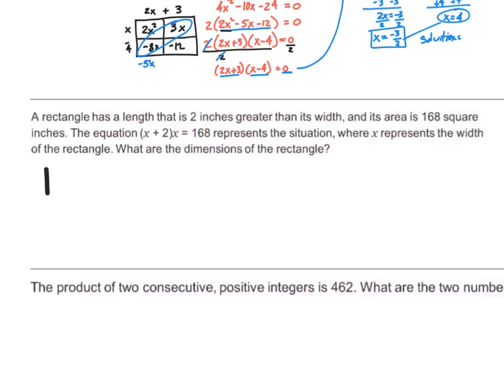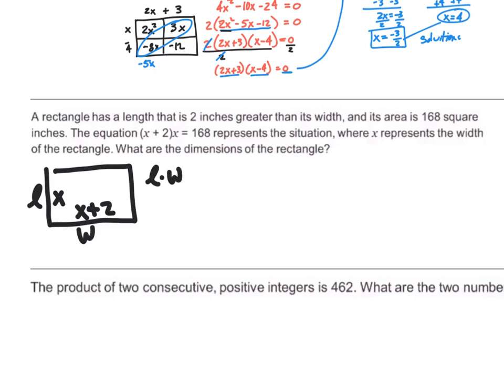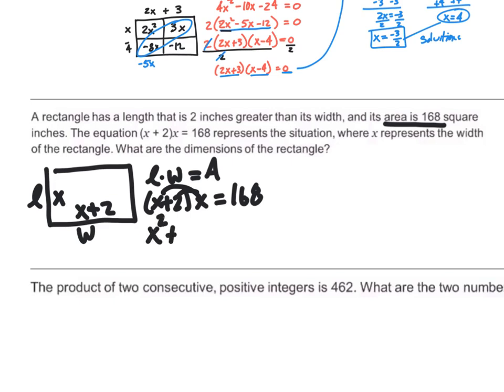So let's just draw a quick picture here. I'm going to call this x, and then this is x plus 2. This is my length, this is my width. If I take length times width, that's going to equal the area. Now my area is 168. So if I take x plus 2 times x and set that equal to 168, that represents this situation. So what I want to do now is distribute this x here, and so I get x squared plus 2x and set that equal to 168.